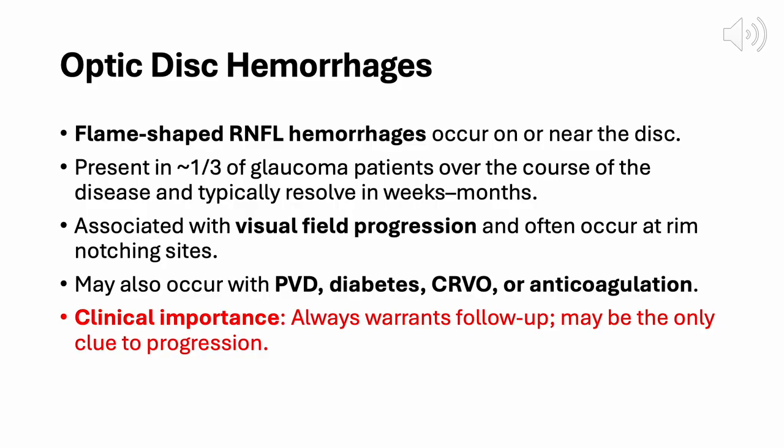It's also worth noting that while disc hemorrhages are concerning in glaucoma, they're not entirely specific. They can also appear in conditions like posterior vitreous detachment, diabetic retinopathy, central retinal vein occlusion, or in patients who are anticoagulated. So context is key. The take-home point here is this: if you see a disc hemorrhage, always follow up closely. It may be the earliest and only sign that more aggressive management is needed.